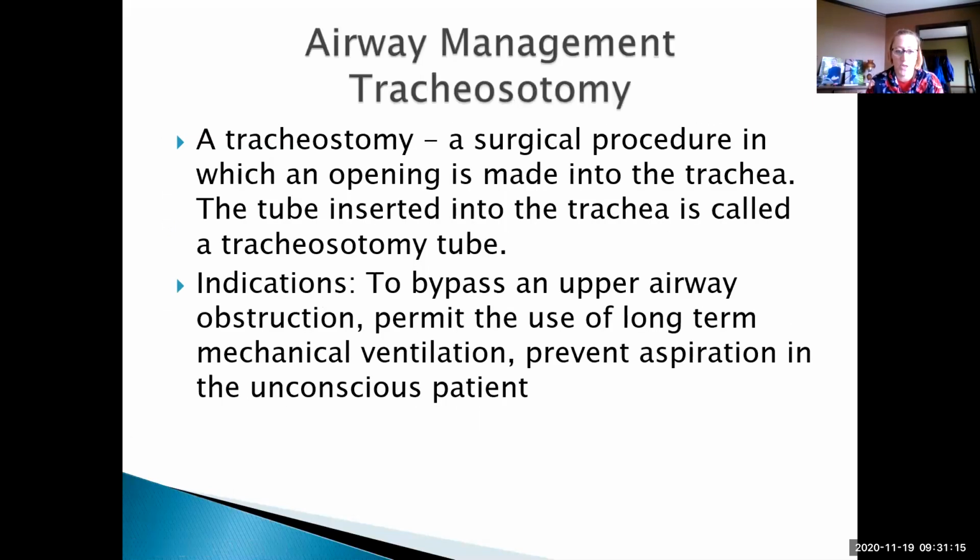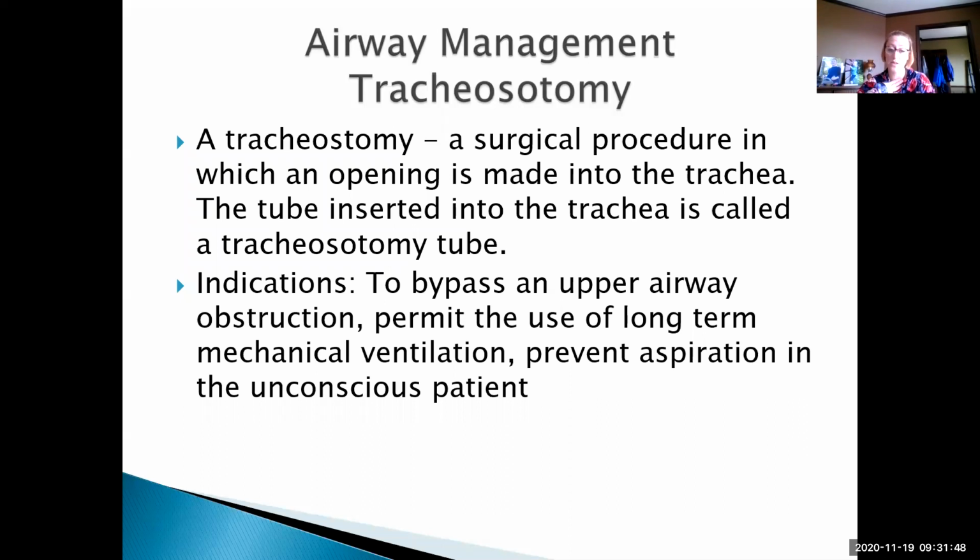So then we have our tracheostomy. Tracheostomies are usually going to be the next option if they can't get the patient off mechanical ventilation and they need something a little bit more long-term. It's a surgical procedure in which an opening is made into the trachea and the tube is inserted into the trachea. It's called a tracheostomy tube. So we use trachs to bypass an upper airway obstruction, permit the use of long-term ventilation, or prevent aspiration in the unconscious patient. Again, that's still going to be more so if it's longer term.